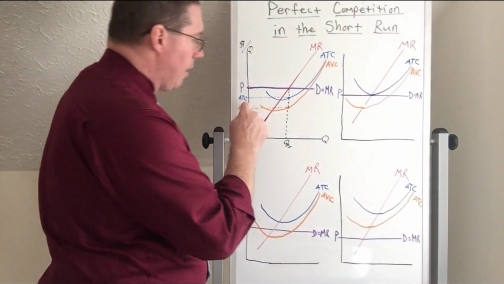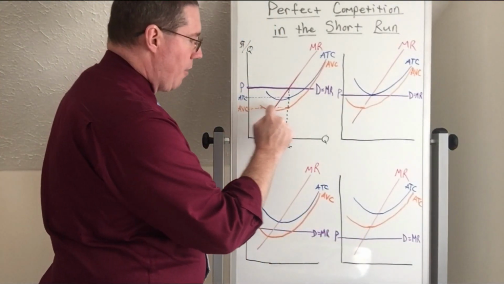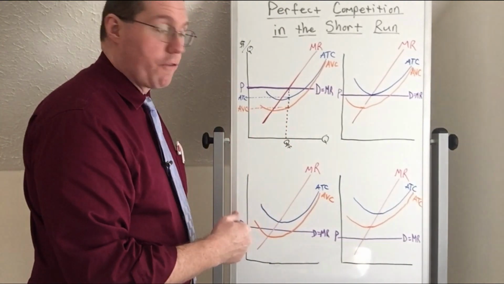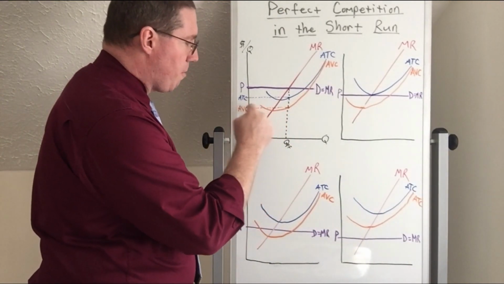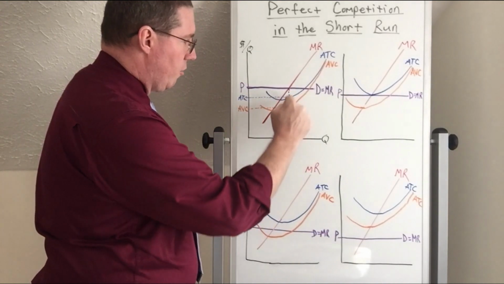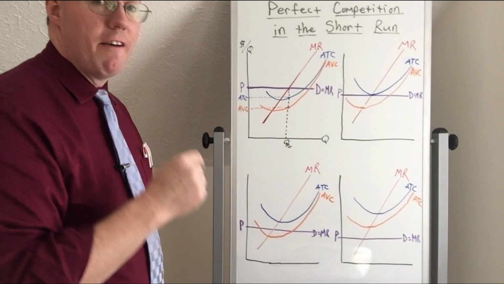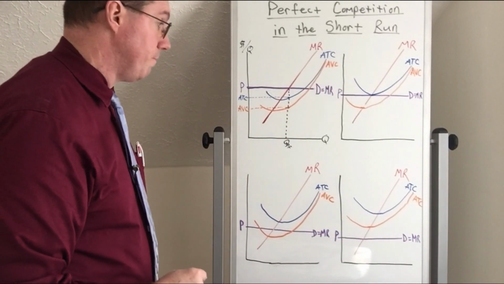And if we multiply the average variable cost by the quantity, this rectangle here represents the variable cost for the firm. And then the difference between variable cost and total cost is this rectangle in here, and that represents the fixed costs for the firm.